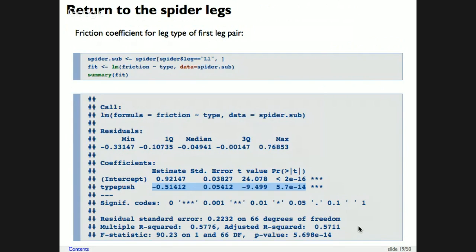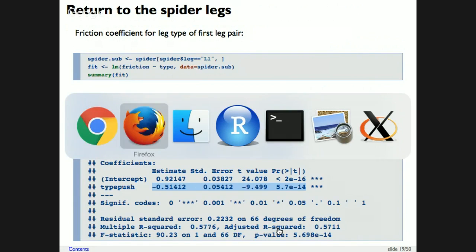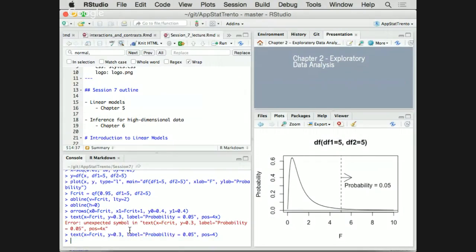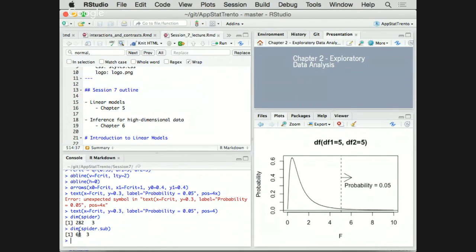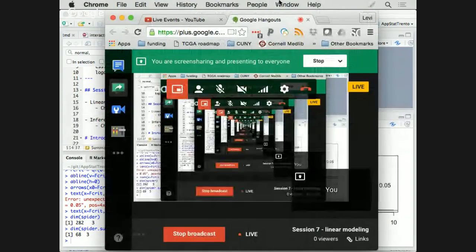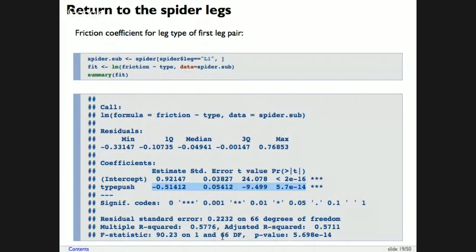Degrees of freedom, there are different ways to think about them, but they are generally the number of data points, the number of independent observations, minus the number of coefficients that you estimate. Let's just take a look. We have 68 observations in spider.sub, and 66 degrees of freedom. And that's because we've estimated 2 coefficients here. It's not always that simple, but in a simple model like this, it is.